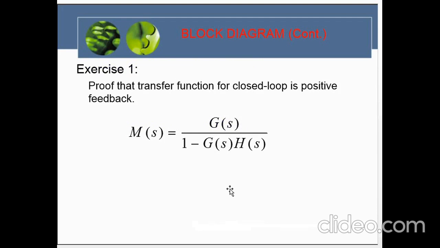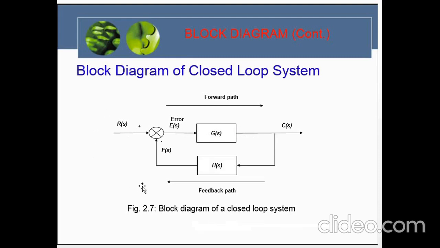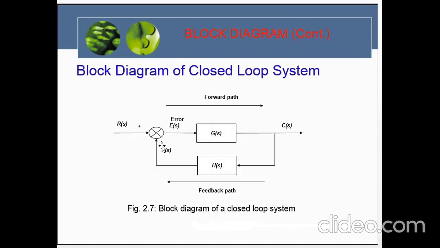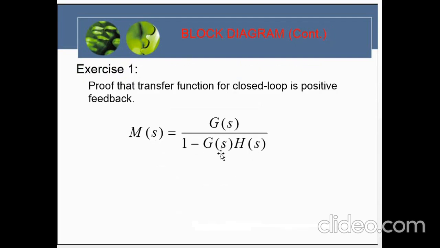Exercise. The previous derivation is based on this block diagram. This we call negative feedback because of this sign, it is negative. But here is positive feedback, and you are asked to derive it. It means you change this sign to plus, and please prove this formula.